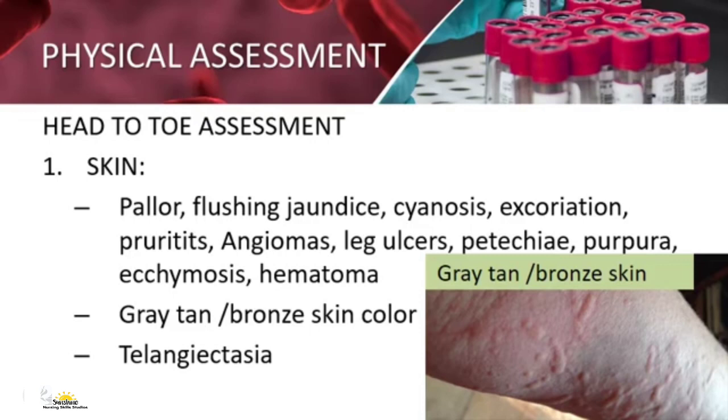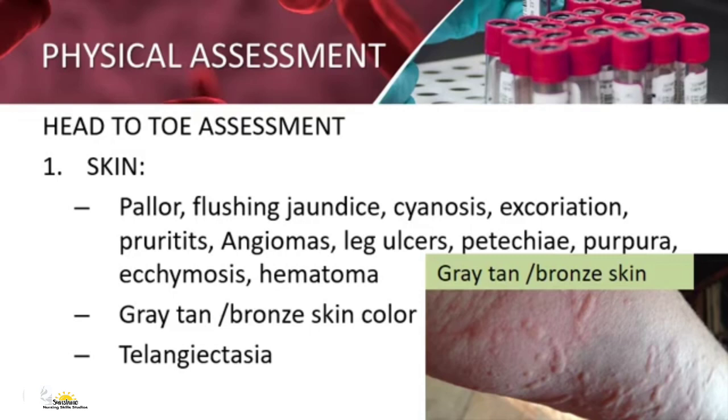Cyanosis, bluish discoloration of the skin because of the decreased blood circulation in the body. Excoriation, a scratch or abrasion of the skin. Pruritus, an undesirable scratch, itching in the skin. Angiomas, a benign tumor consisting of blood or lymph vessels. Leg ulcers. These leg ulcers in hematological conditions are prominent in the malleoli of the ankles, which we can see in the disease condition called sickle cell anemia.